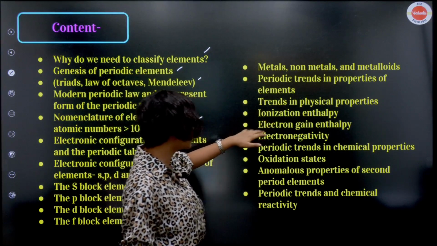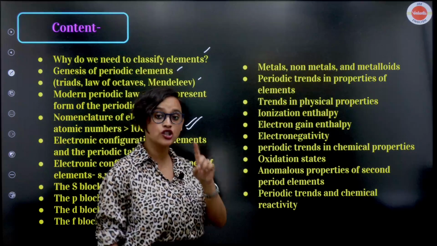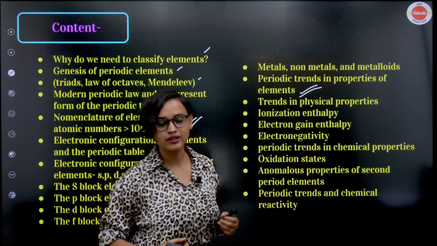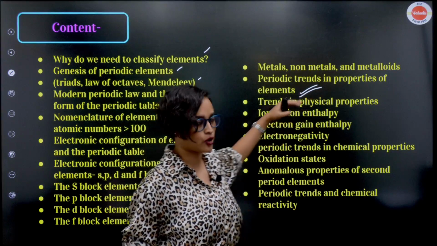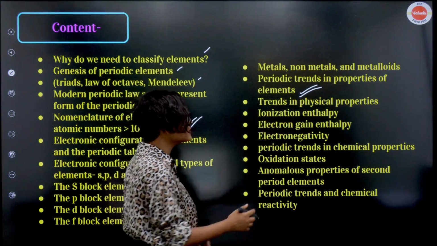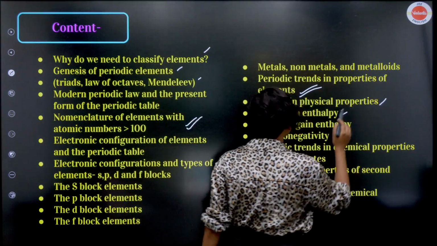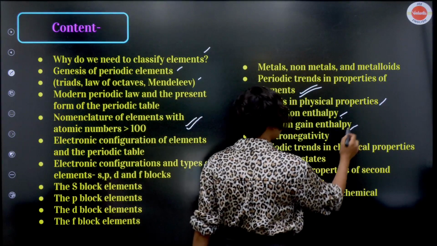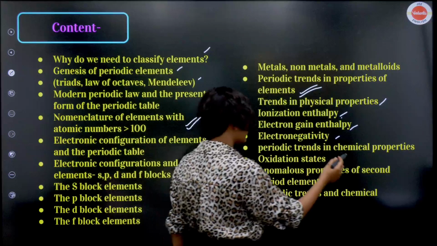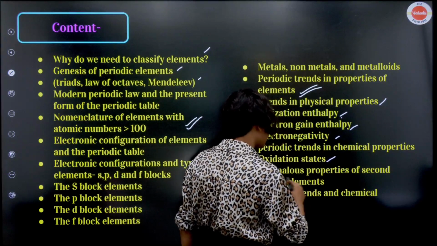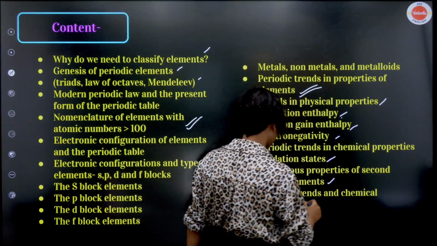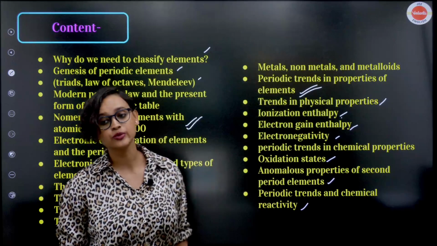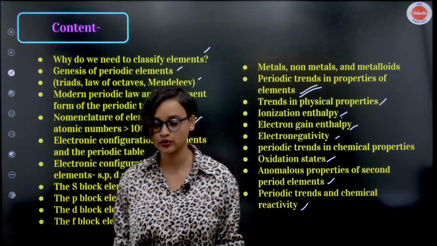Then we read about periodic trends and properties of elements, which is where most of the questions that you get from this chapter are actually from, okay? Trends in physical properties, very important. Ionization enthalpy, very important. Electron gain enthalpy, very important. Electronegativity, very important. Periodic trends in chemical properties, that is oxidation state, anomalous properties of the second period element, and periodic trends and chemical reactivity. All of these are going to be super duper important for the chapter, okay.